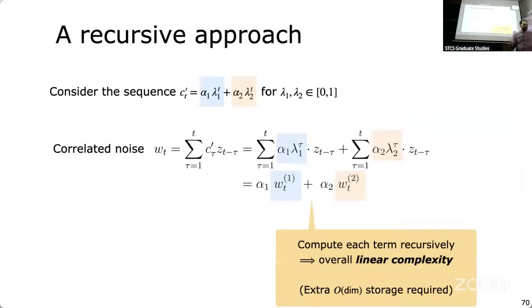Now, if we have a sum of two exponentials, the noise that we want to compute is linear in these coefficients, this C_t prime. So we can do the same thing: break it down into a sum of two exponentially decaying sequences, and have a separate recursion for each one. And we get something which does not depend on the number of iterations. The additional cost we need to pay is that we need to store these extra vectors W_t1 and W_t2 in order to continue these recursions. So we're paying an extra storage cost of a dimension factor here.